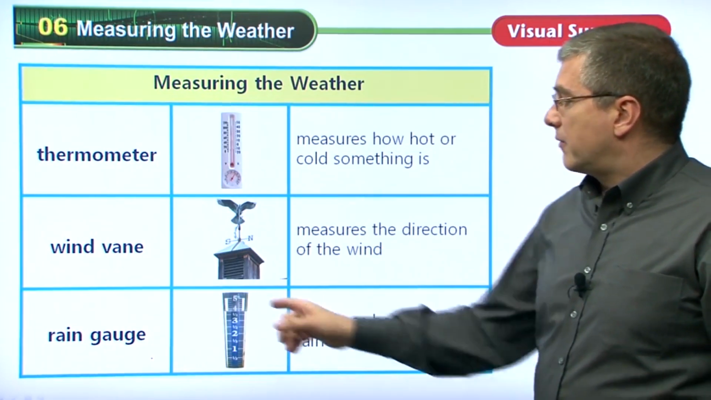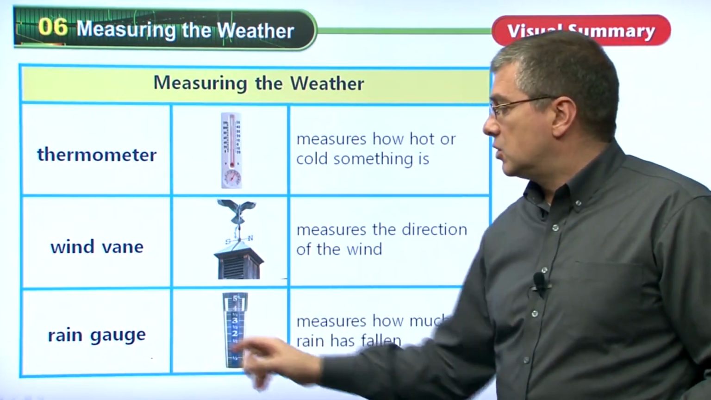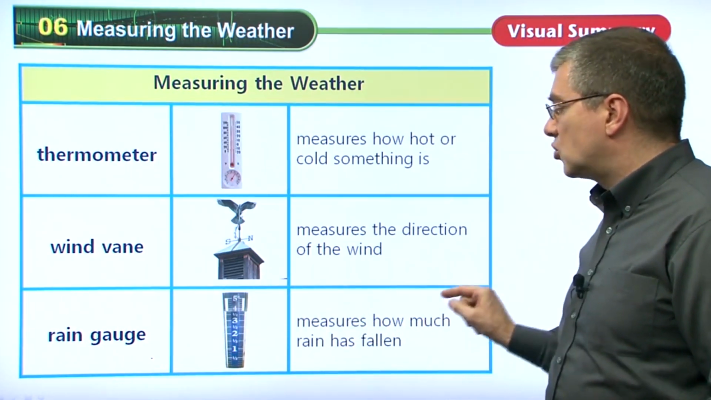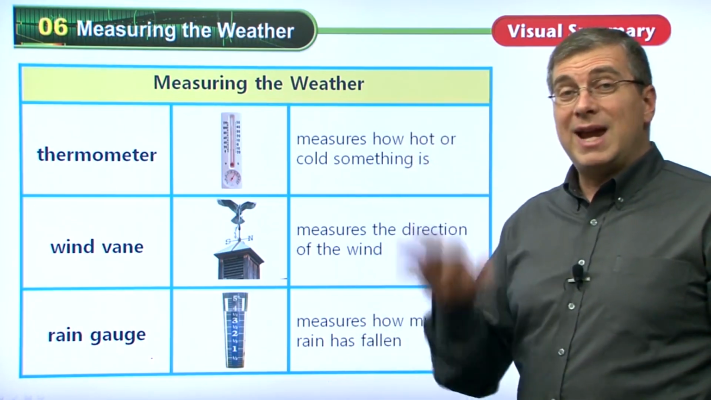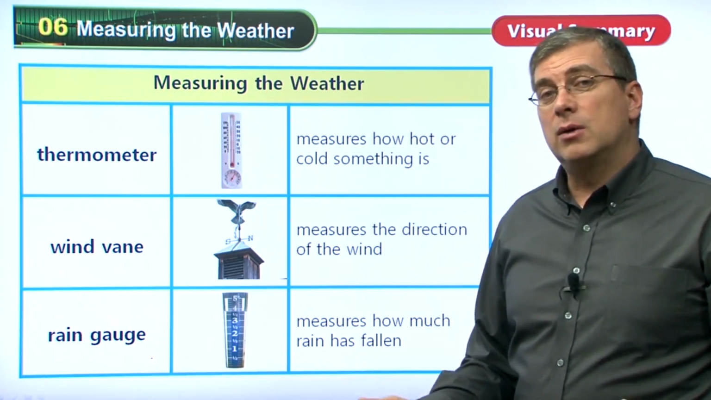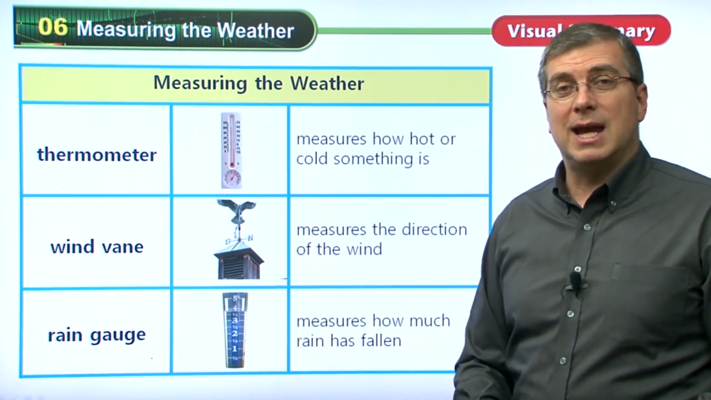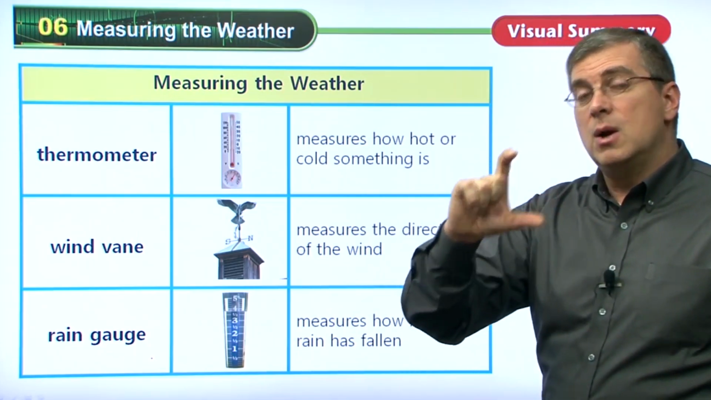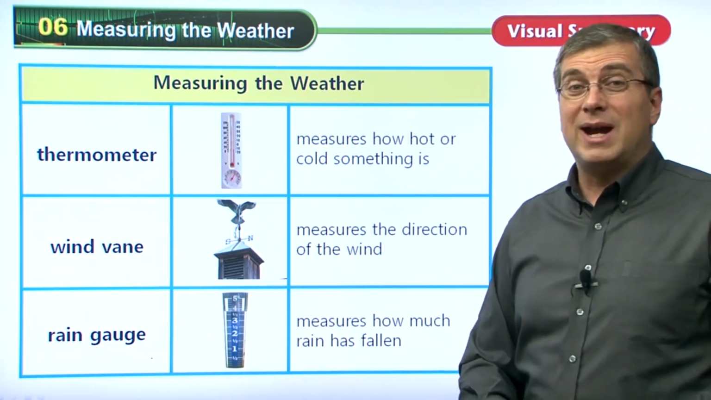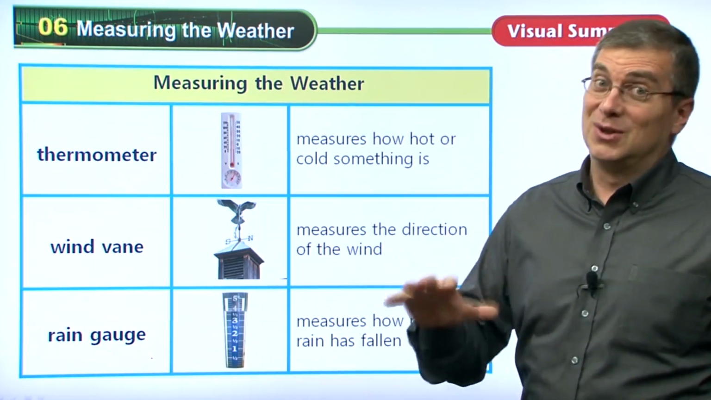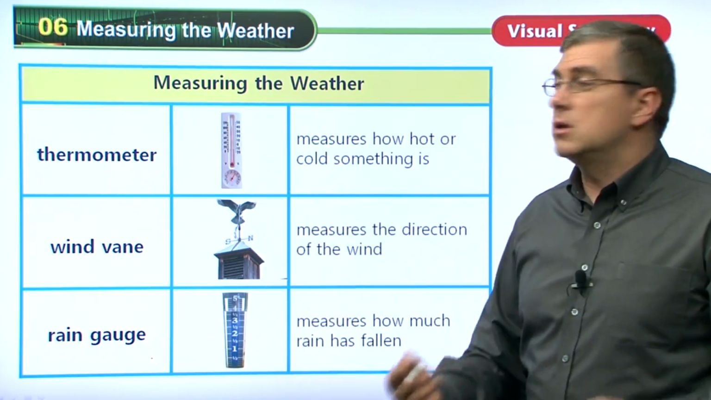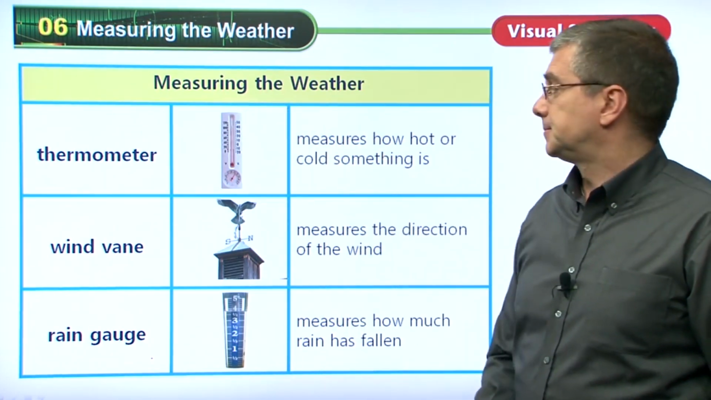Coming back to our chart, we have our last tool here. This is a rain gauge. This is what a rain gauge looks like. A rain gauge measures how much rain has fallen. So if it rained a lot yesterday, and you want to know how much rain came down yesterday, you use a rain gauge. It will fill up with rain and tell you, oh, it rained about 9 centimeters yesterday, or it rained 20 centimeters yesterday. It's a lot of rain. Heavy rain came down. So these are three tools that we use to measure the weather.